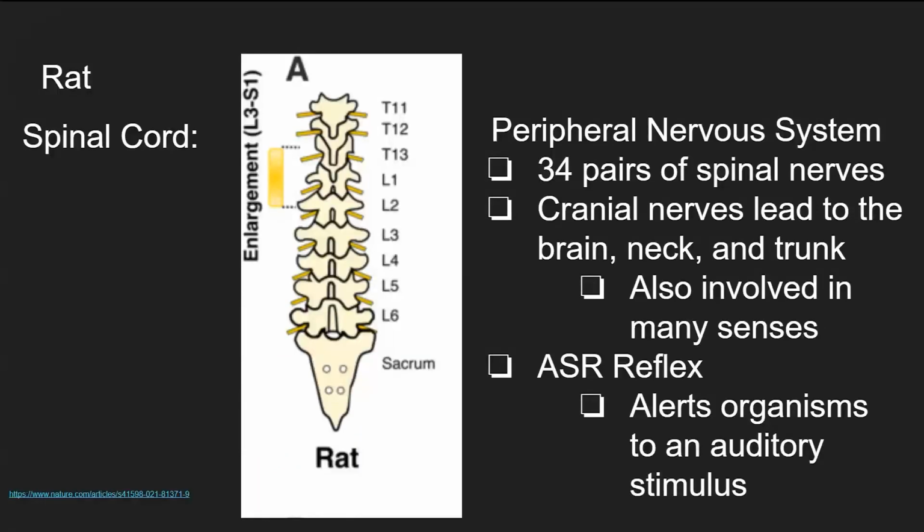The ventral root carries most fibers away from the spinal cord, and the vasculature of the spinal cord includes the median dorsal spinal artery and vein, 2 lateral spinal arteries, and a ventral median vein. The cranial nerves lead to the brain, neck, and trunk, and are also involved in many senses.